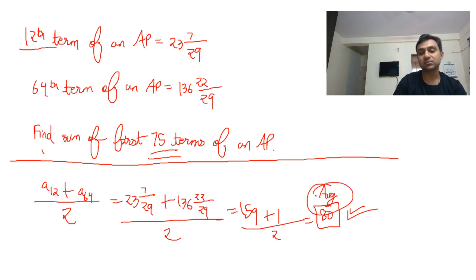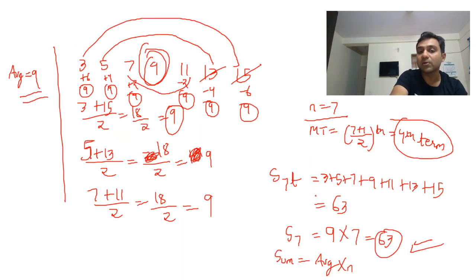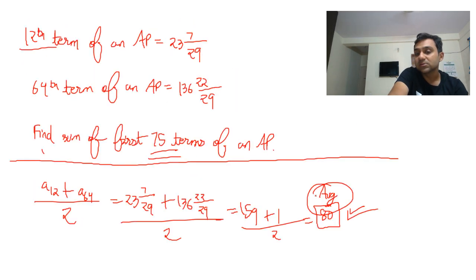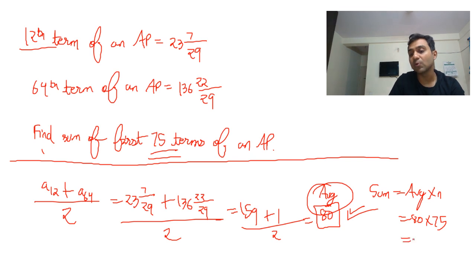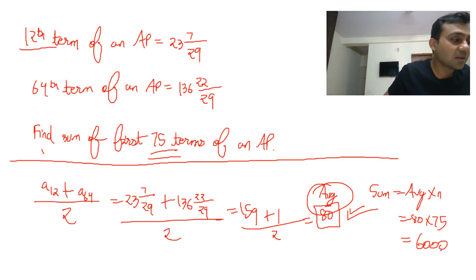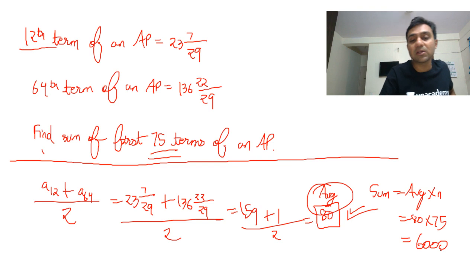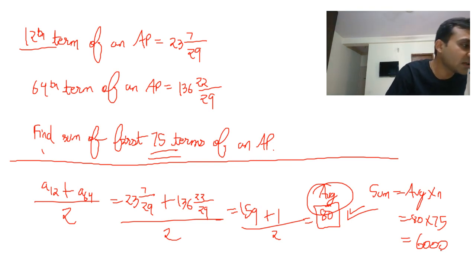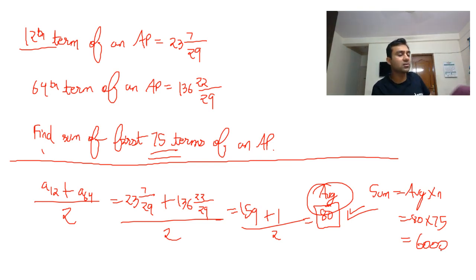Now in an AP, we can always assume all values to be equal to the average. So what will be my sum? We have already seen my sum will be average into number of terms, 80 into 75. See, if you know the logic, such a sweet question this is. Yes or no? Now you know the logic, this becomes such a fast question. You can solve it within 30 seconds, not even 30 seconds. Is it clear or not?